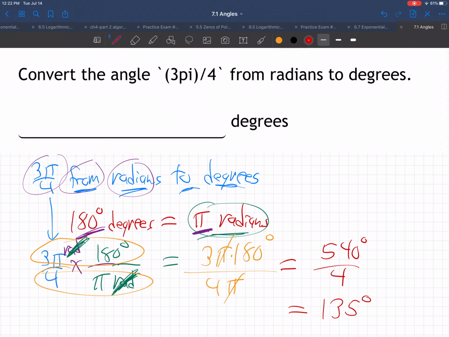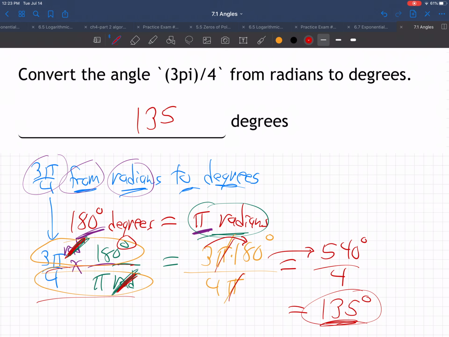Yeah, 135 degrees, right? We're in degrees, 135 degrees. How did that happen? Radians canceled away and degrees were left, weren't they? And then I just went straight across the top, straight across the bottom, canceled the pi's, multiplied 3 times 180, got 540, divided by 4, 135 degrees.